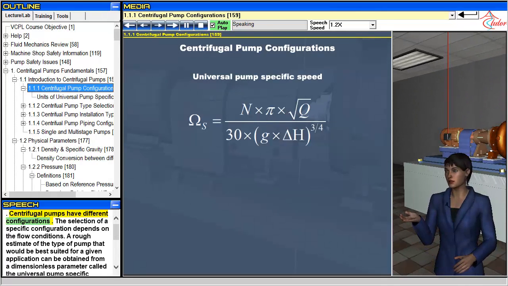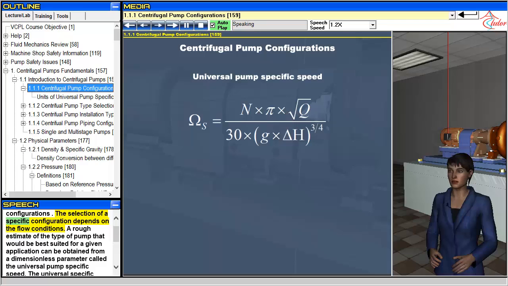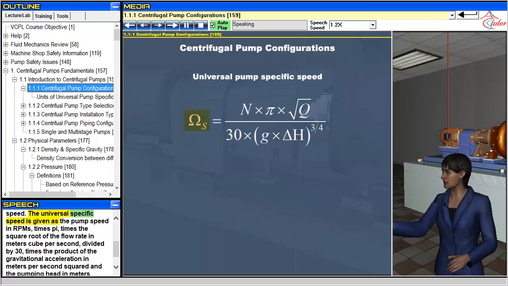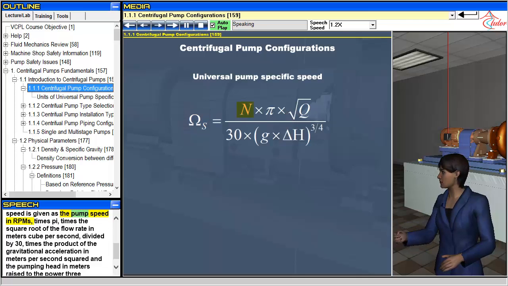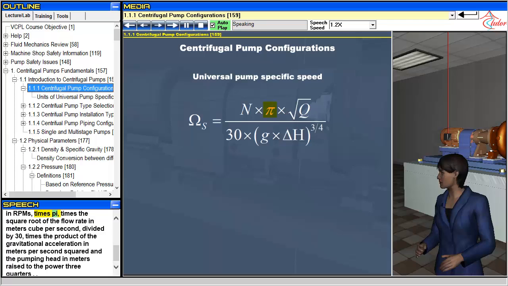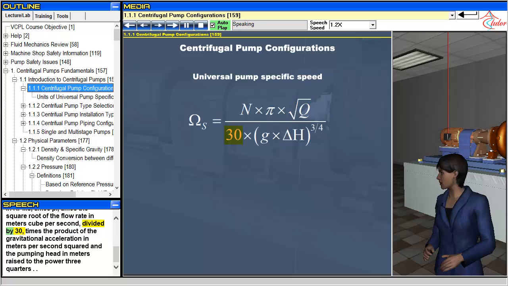Centrifugal pumps have different configurations. The selection of a specific configuration depends on the flow conditions. A rough estimate of the type of pump that would be best suited for a given application can be obtained from a dimensionless parameter called the universal pump specific speed. The universal specific speed is given as the pump speed in RPMs times pi times the square root of the flow rate in meters cubed per second divided by 30 times the product of the gravitational acceleration in meters per second squared and the pumping head in meters raised to the power 3/4.